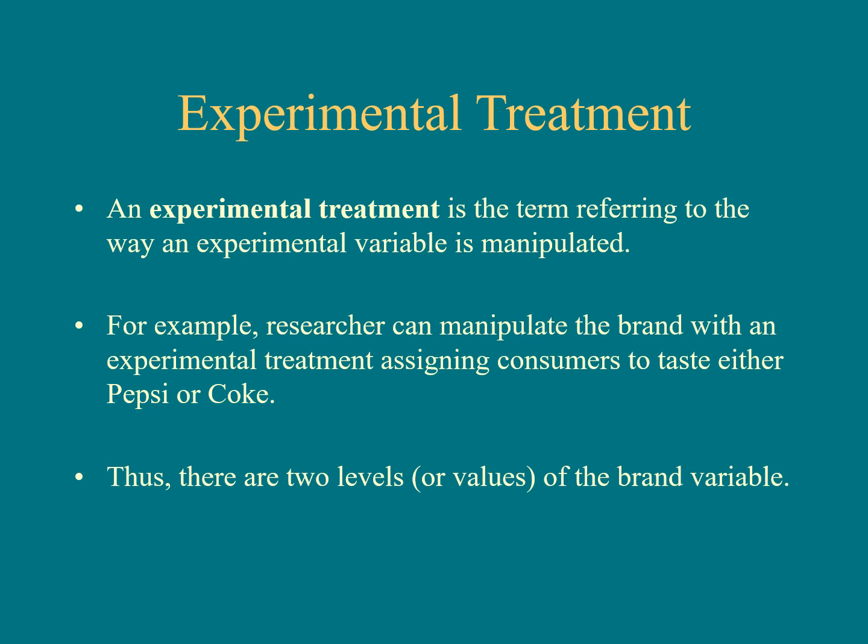Experimental treatment. An experimental treatment is the term referring to the way an experimental variable is manipulated. For example, a researcher can manipulate the brand with an experimental treatment, assigning consumers to taste either Pepsi or Coke, for example. Thus, there are two levels or values of the brand variable.